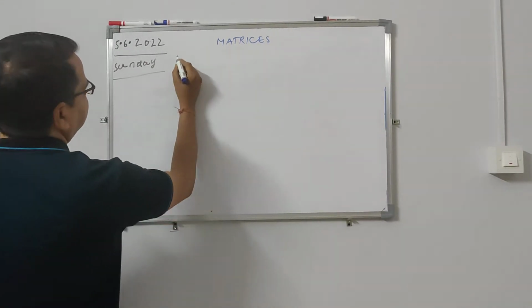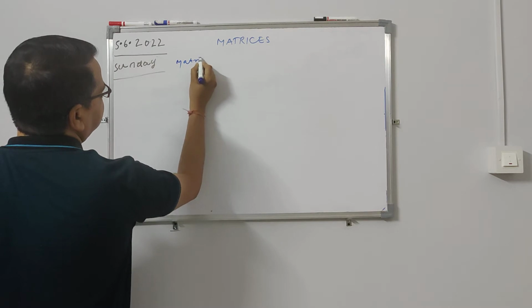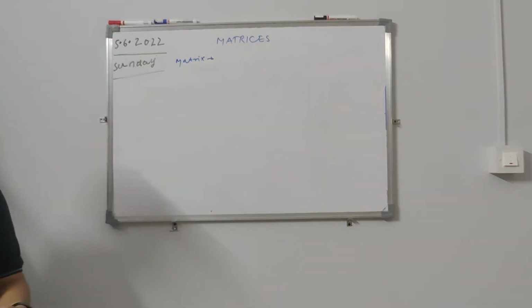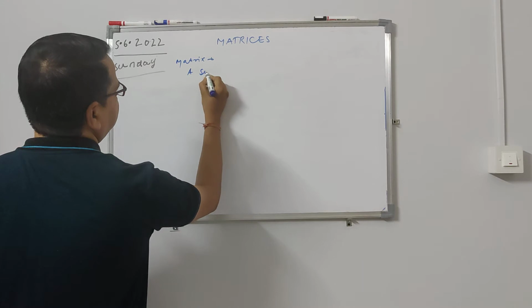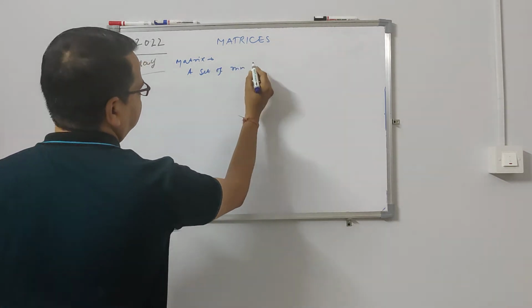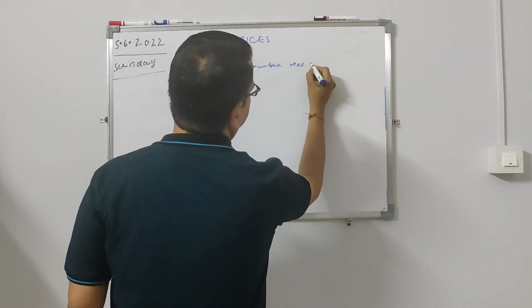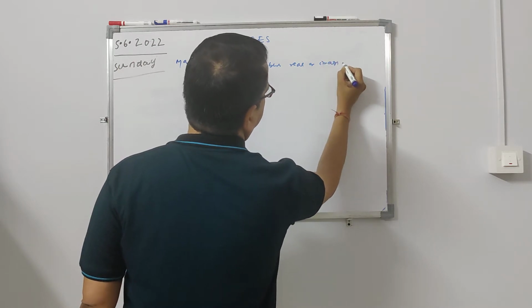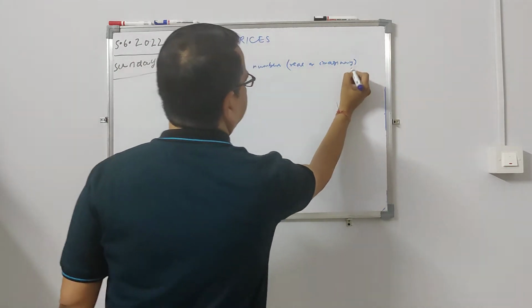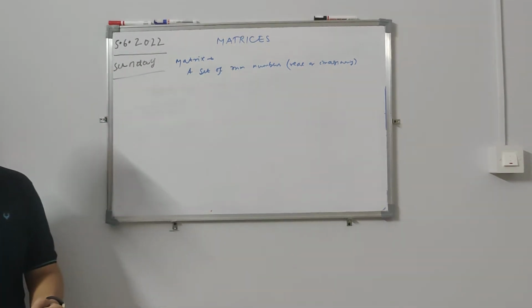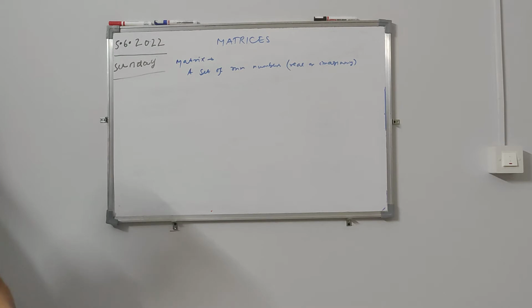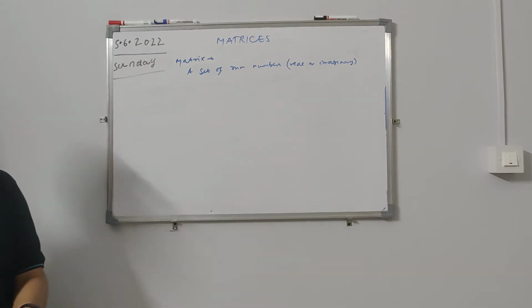So what is a matrix, okay? First, what is a matrix? It is a set of mn numbers, real or imaginary, M into N, okay? mn numbers, either real or imaginary, arranged in the form of a rectangular array of m rows and n columns.